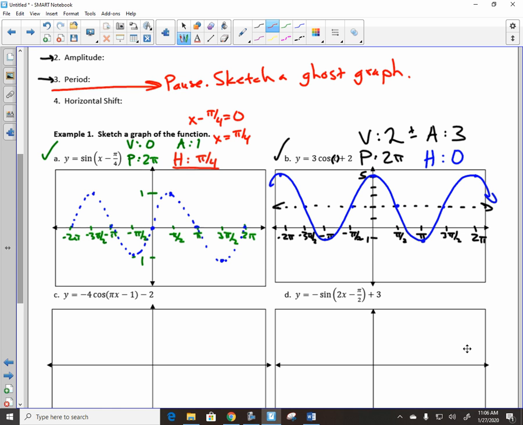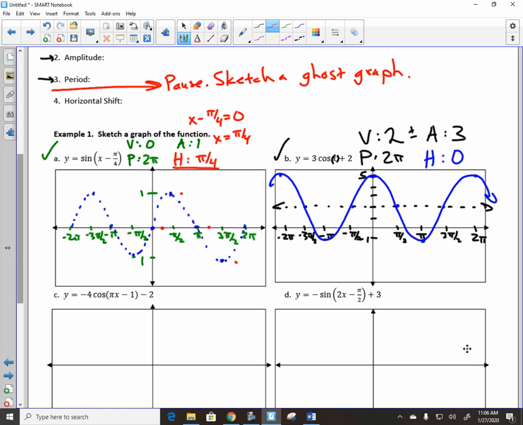So the horizontal shift of pi over 4. Pi over 4 is how many tick marks? Half of 1 tick mark. If you look, it says pi over 2 is 1 tick mark, so pi over 4 would be half of that. So I'm going to take each of these points, and I'll move it over half of a tick mark.